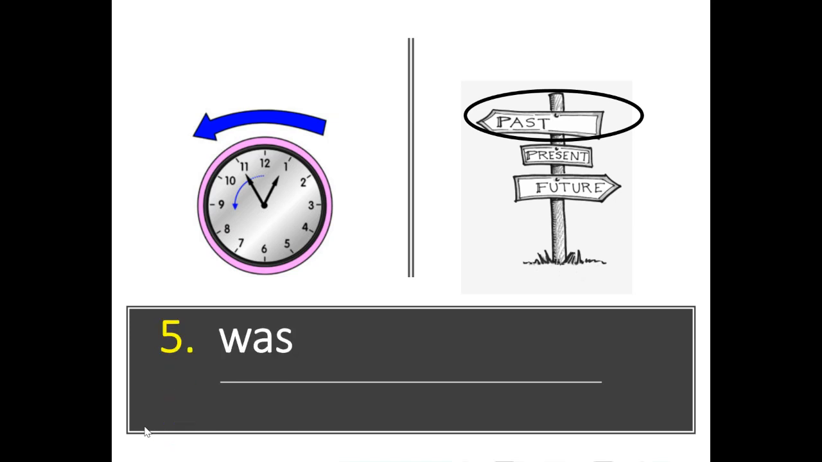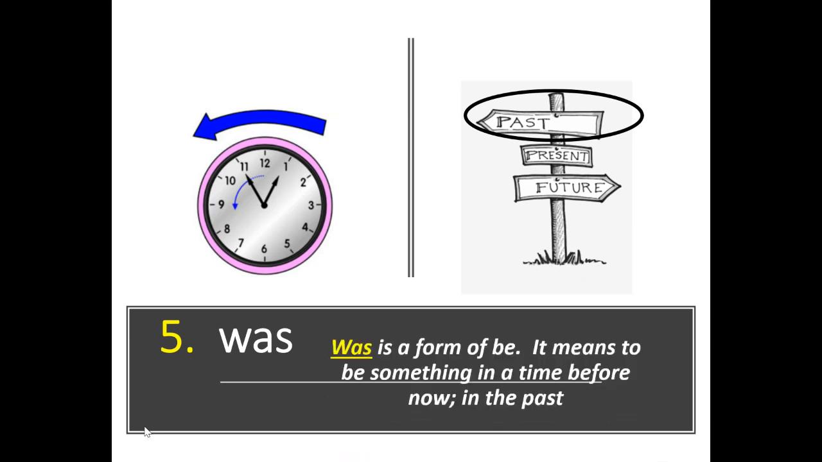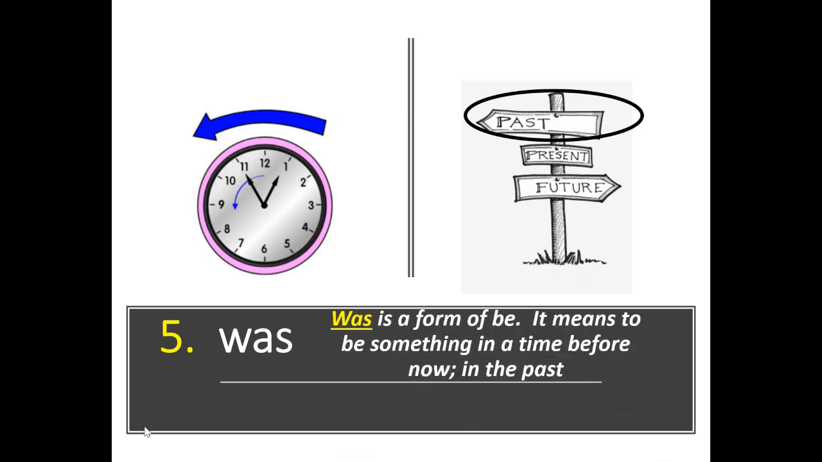Was. Write the word was. W-A-S. Was is a form of be. It means to be something in a time before now, in the past. So when you say, I was at school, that means you were already there in the past. So was tells you that something is in the past. It's not happening right now, and it's not going to be in the future. It already happened in the past.